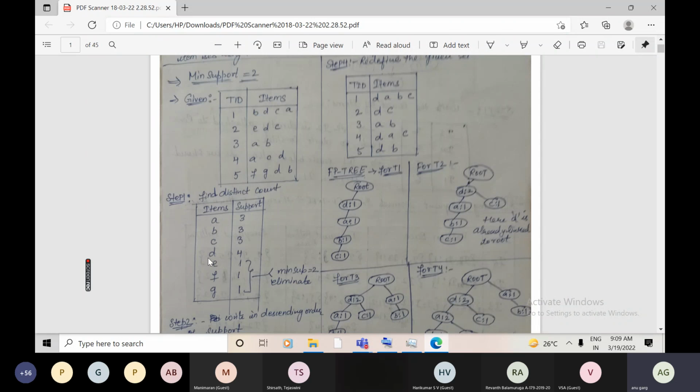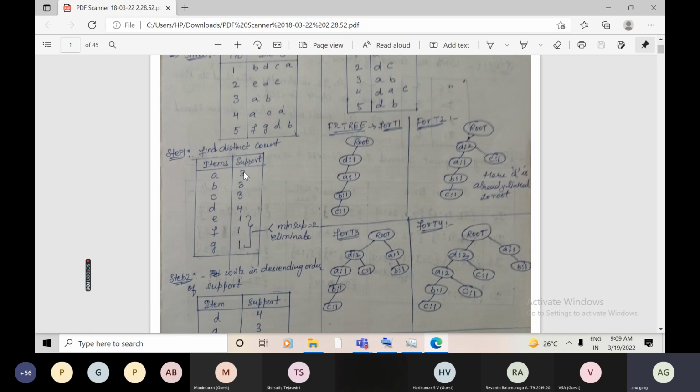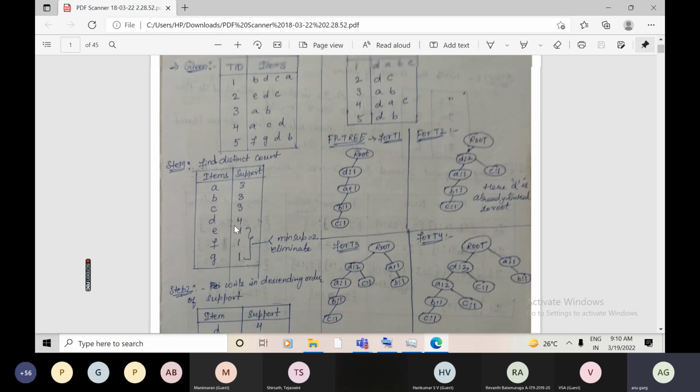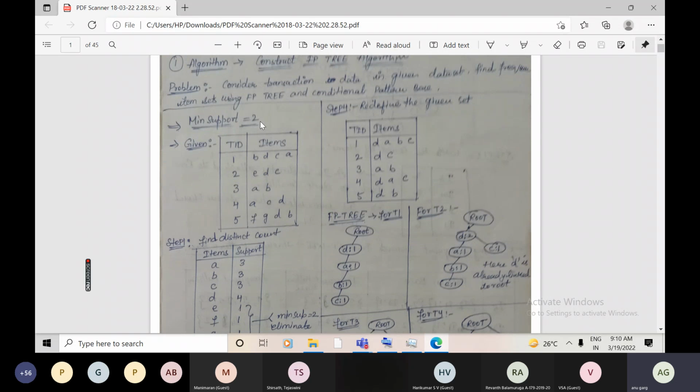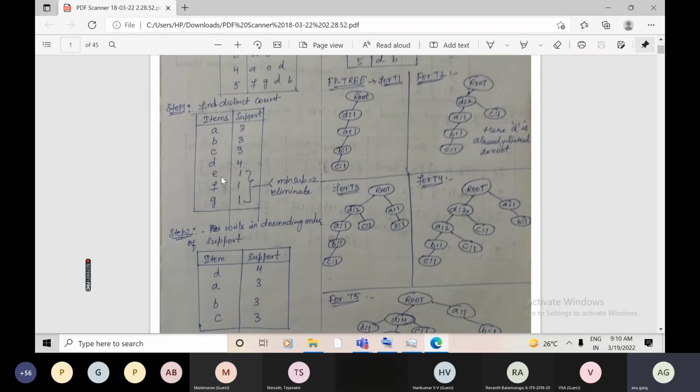We will take the distinct count: A, how many do we have? 1, 2, and 3. B, how many do we have? 1, 2, and 3. How many times those items have occurred in all the transactions, we will write here. That is nothing but the support of that particular item. Then we will eliminate all the items whose support is less than the given minimum support, that is 2. In our case, E, F, G have a support of 1, so we can eliminate these 3 items.